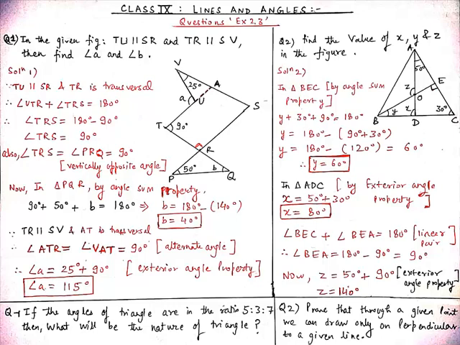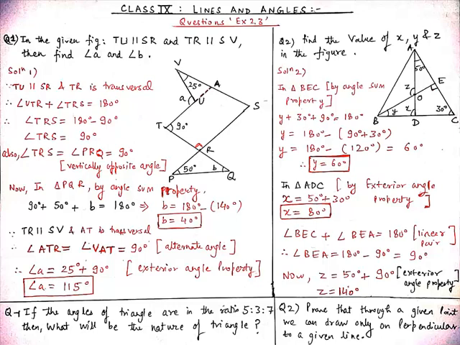And now, our second question for today is, find the value of X, Y, and Z in the given figure. So when we take the triangle BEC and apply angle sum property of a triangle, we can say that Y plus 30 degree plus 90 degree is equal to 180 degree. So from here, Y is equal to 180 degree minus (90 plus 30) degree, which is equal to 120 degree. Therefore, student, Y is equal to 180 minus 120 degree, which is equal to 60 degree.